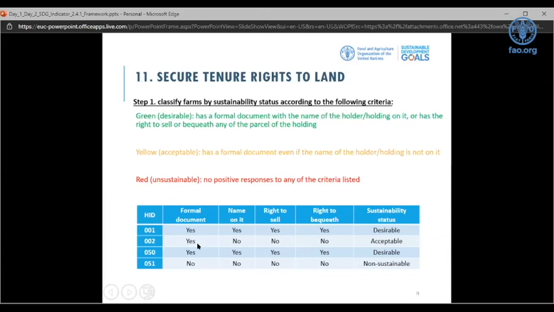Holding two, they have a formal document, but the name of the holder is not on that document, even though it's considered as a valid piece of evidence that this person is the legal custodian or in charge of that particular piece of land. So hence we classify this as acceptable. And then non-sustainable is the instance whereby you don't have a formal document, you don't have the right to sell or bequeath the land. And hence, you know, this kind of arrangement is considered as non-sustainable from secure tenure rights perspective.